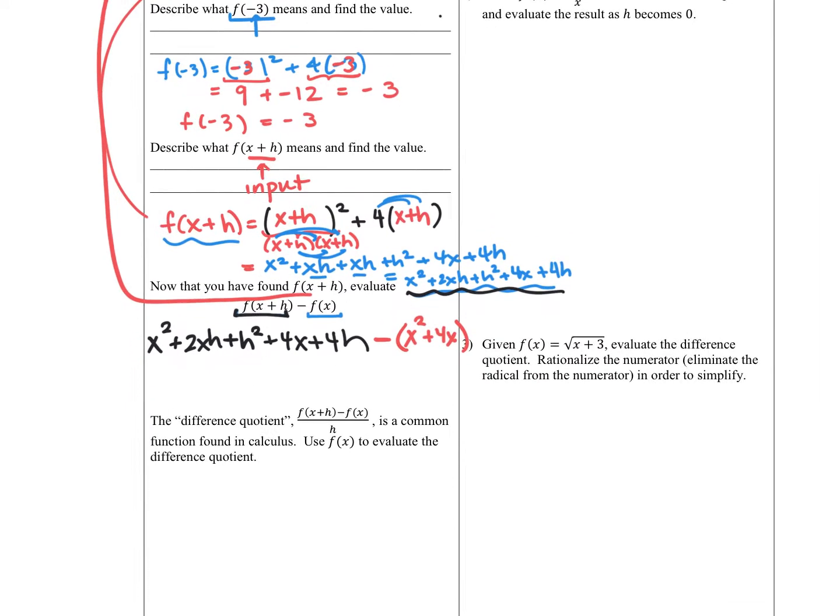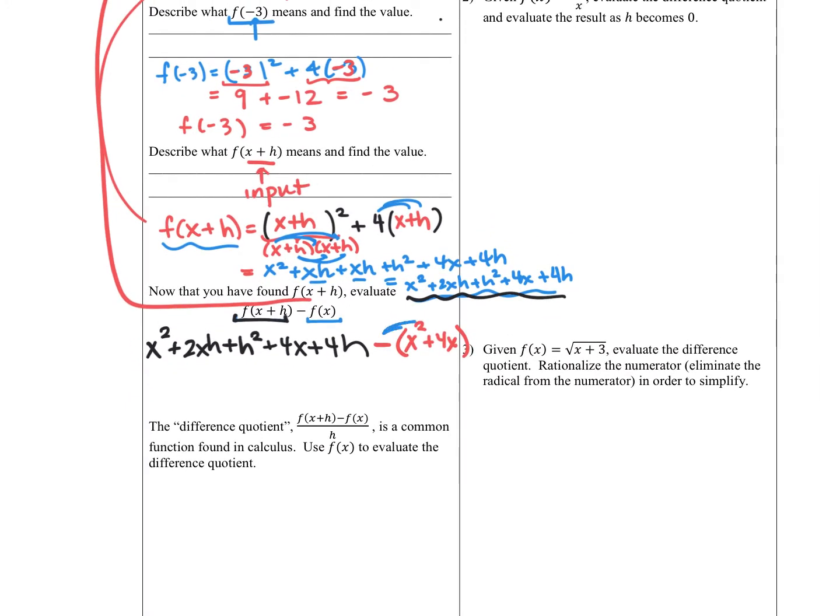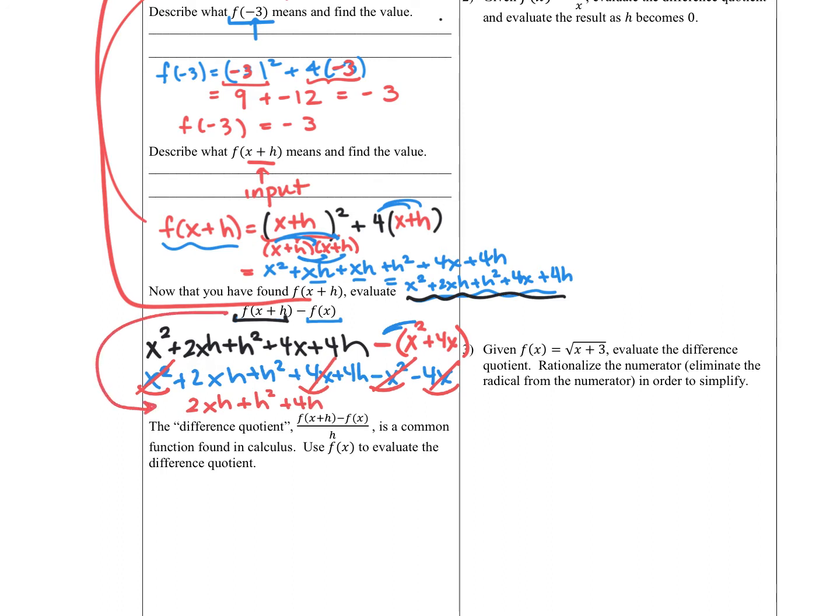So then what we have, if I distribute that negative, is minus x squared minus 4x. And the whole beginning part stays for a second, because then we want to notice our like terms. And we actually have an x squared and a minus x squared, so those will cancel. Then we have a positive 4x and a negative 4x, those will cancel. So all we have left is 2xh plus h squared plus 4h. So that's what f of x plus h minus f of x is.